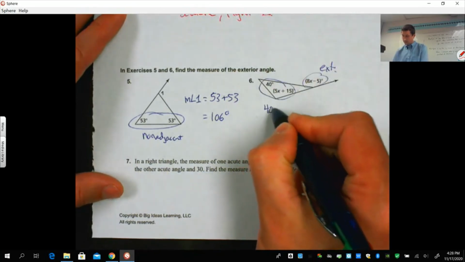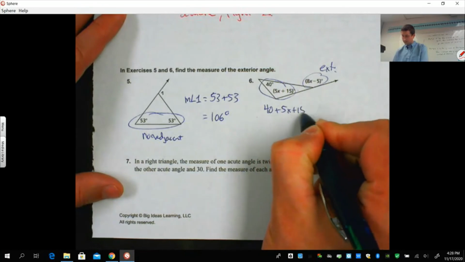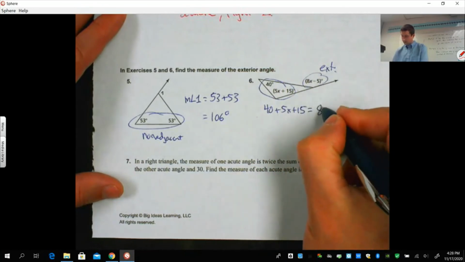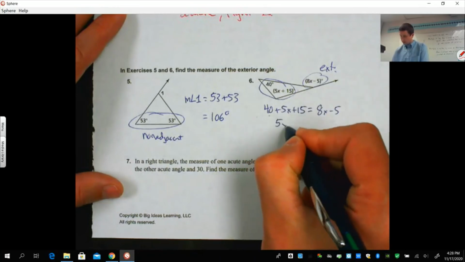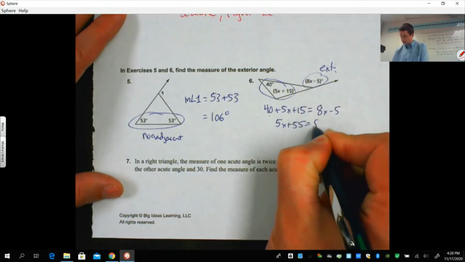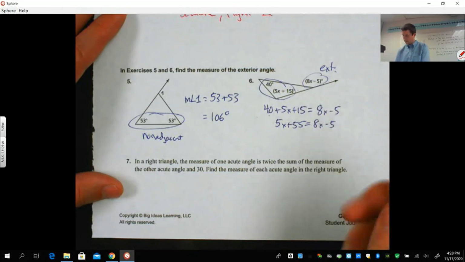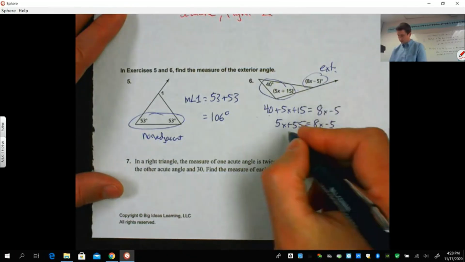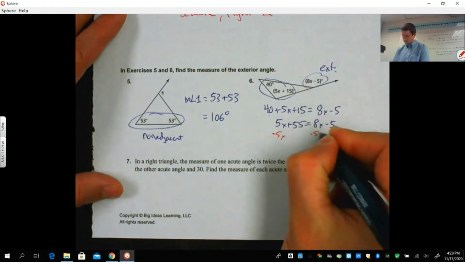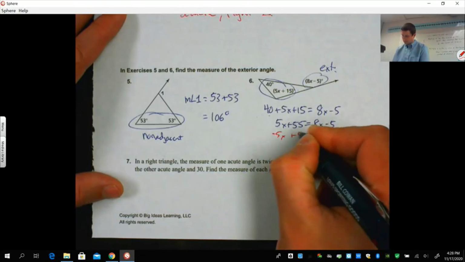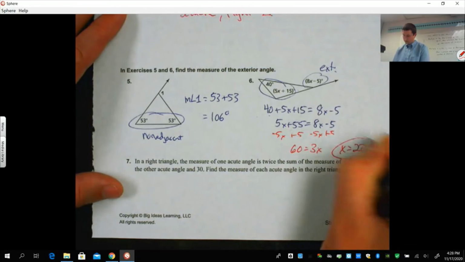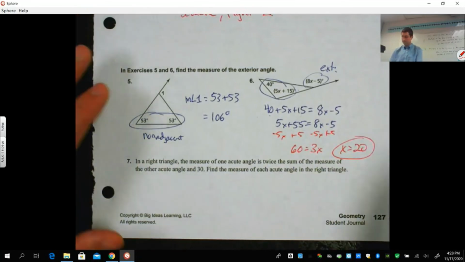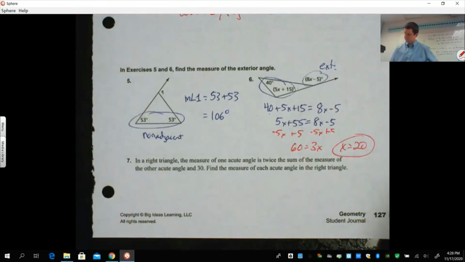So 40 plus 5x plus 15 has to equal 8x minus 5. 40 and 15, so 5x plus 55 equals 8x minus 5. So let's minus the 5x over and add the 5 over. I get 60 equals 3x, so x is going to equal 20. Okay? Yay, algebra. X equals 20.